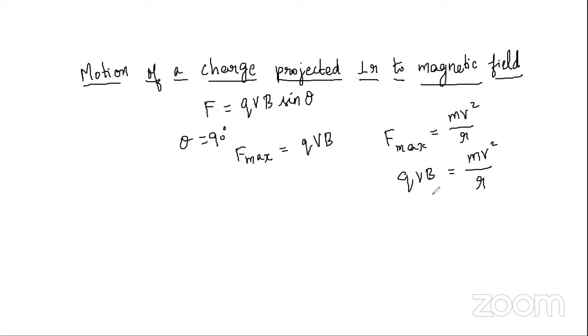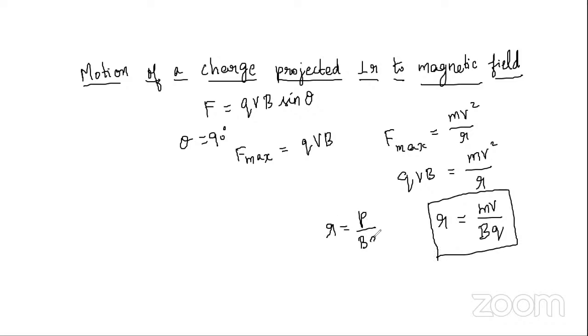How can you calculate it? From this expression, this v squared and this v will be cancelled. So r equals mv by Bq. R equals mv by Bq. So mv means momentum actually. So r equals p divided by Bq. This is one more relation. So these relations give you the radius of the circular path followed by the charged particle. So r equals p by qB.